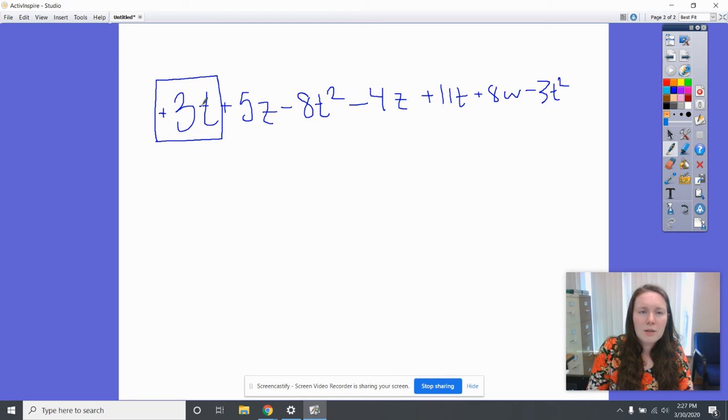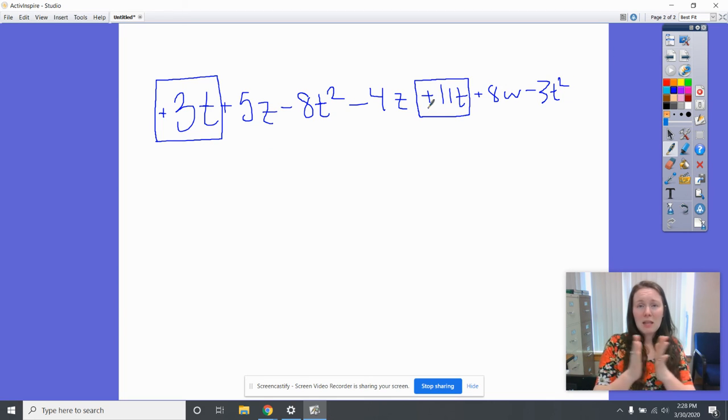So I look through here. Z sounds like T, but it's not a T. Now this is tricky. This is a T, but it's not a plain old T. It's a T squared. So it's not actually the same thing. It's not a like term. So then I keep on looking. Here's a T. I'm going to put my box. It has to be around the term and that sign. Keep looking. And again, there's that T squared, but that's not a like term.